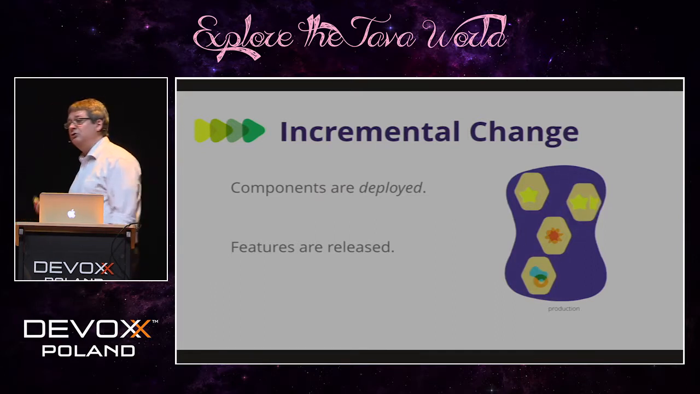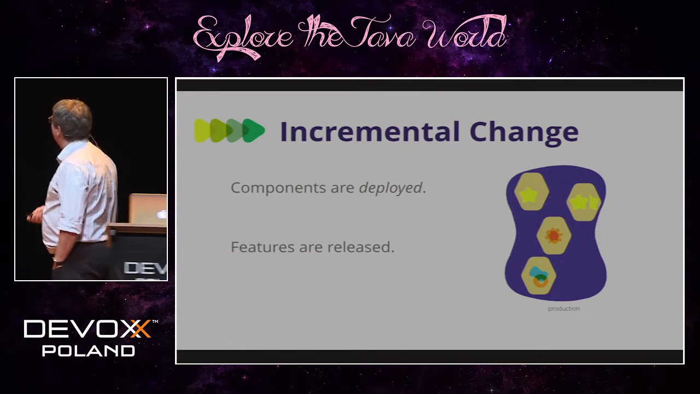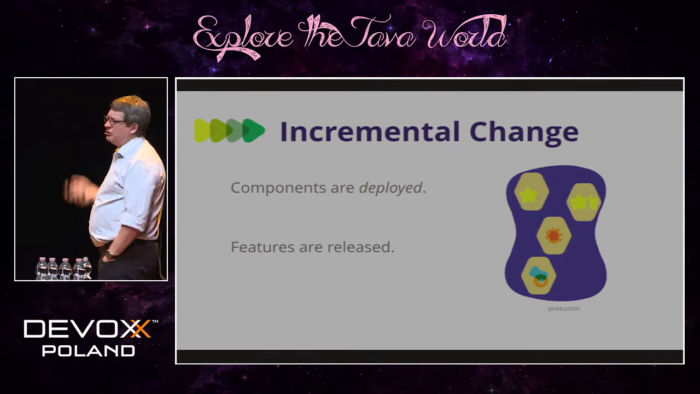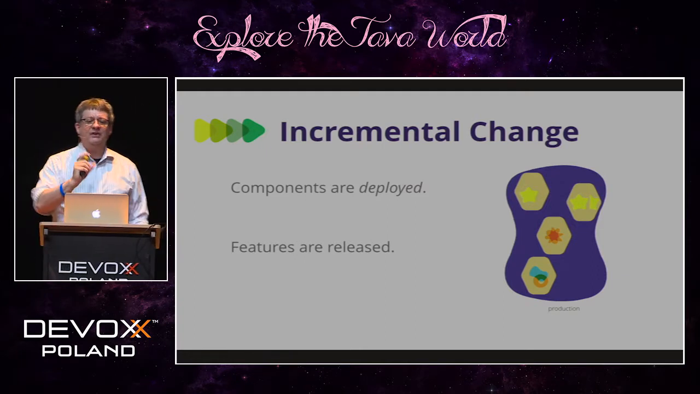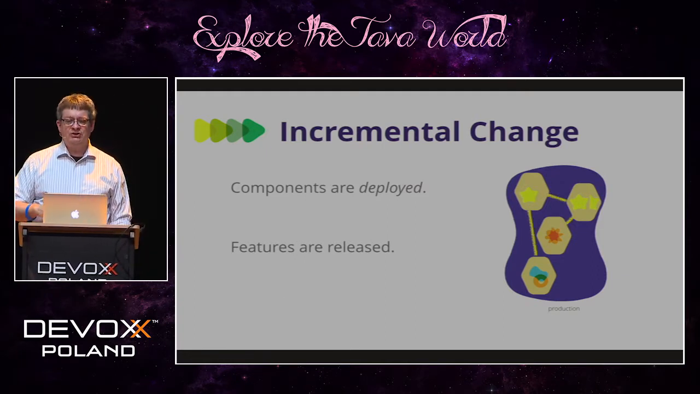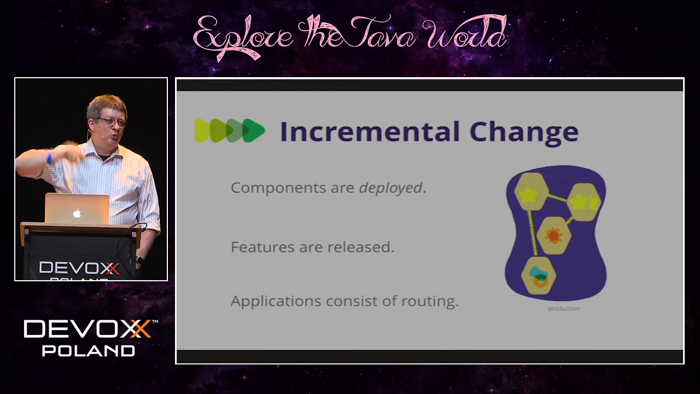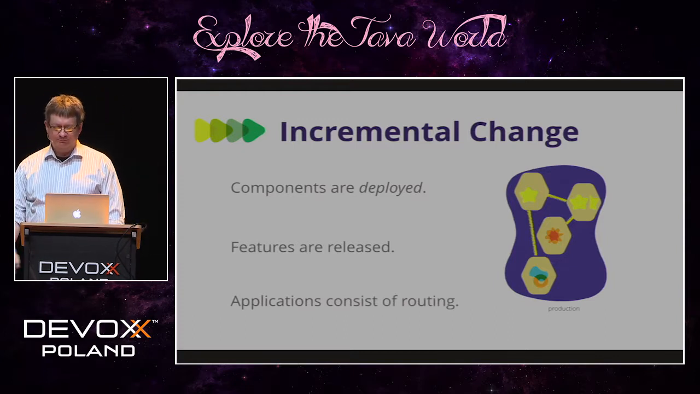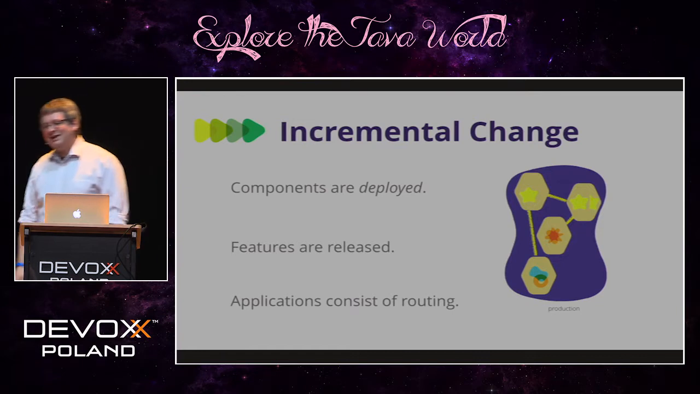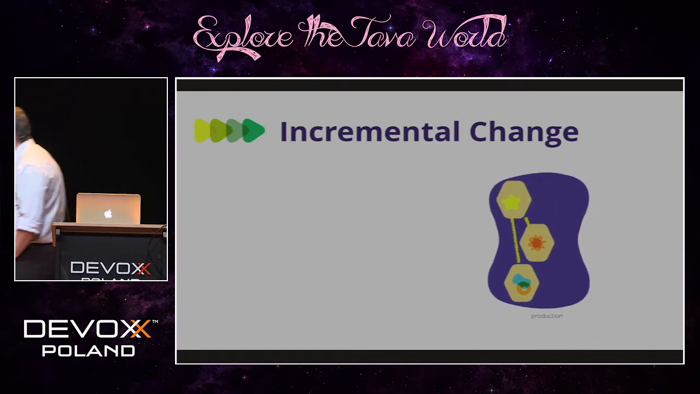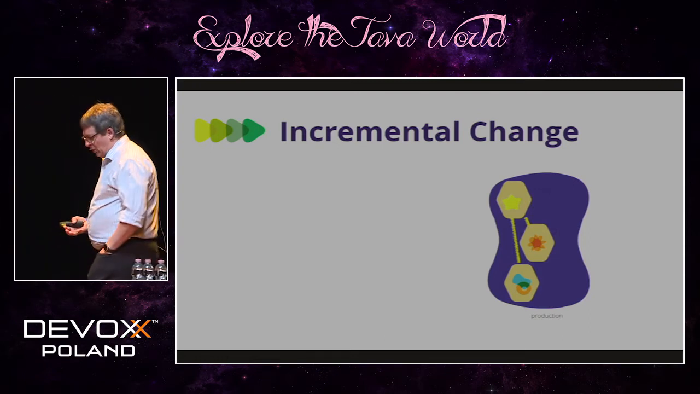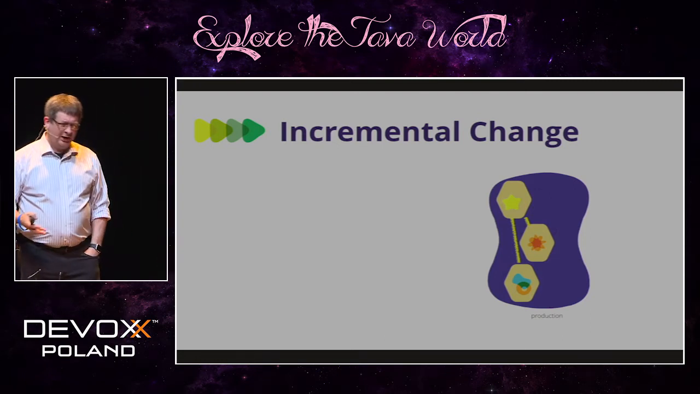What this allows you to do, having this isolation, is to run a couple of different services that are almost the same side by side, because in this world, applications really consist of the routes that you choose between the services that you have implemented. And this is this idea of incremental change at the architectural level. And this is one of the superpowers that you get when you choose the microservice architectural style.